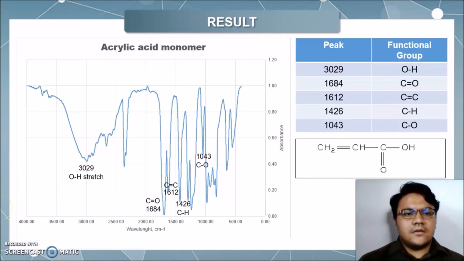This is the FTIR result for acrylic acid monomer that will be used as a reference. There are 5 peaks showing the functional groups in acrylic acid. 3029 is the functional group OH, 1684 C=O, 1612 C=C, 1426 is CH, and 1043 is CO.